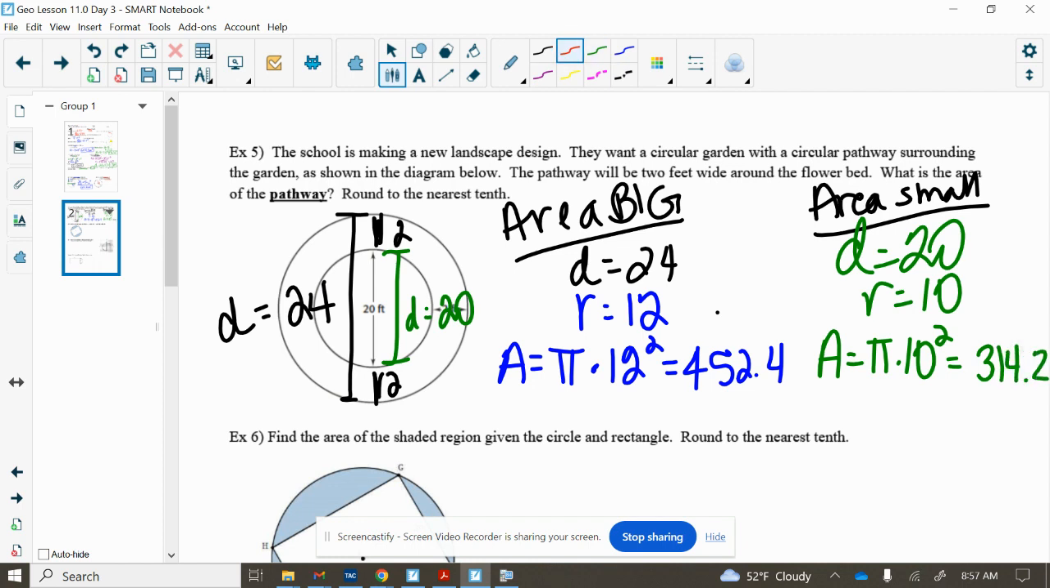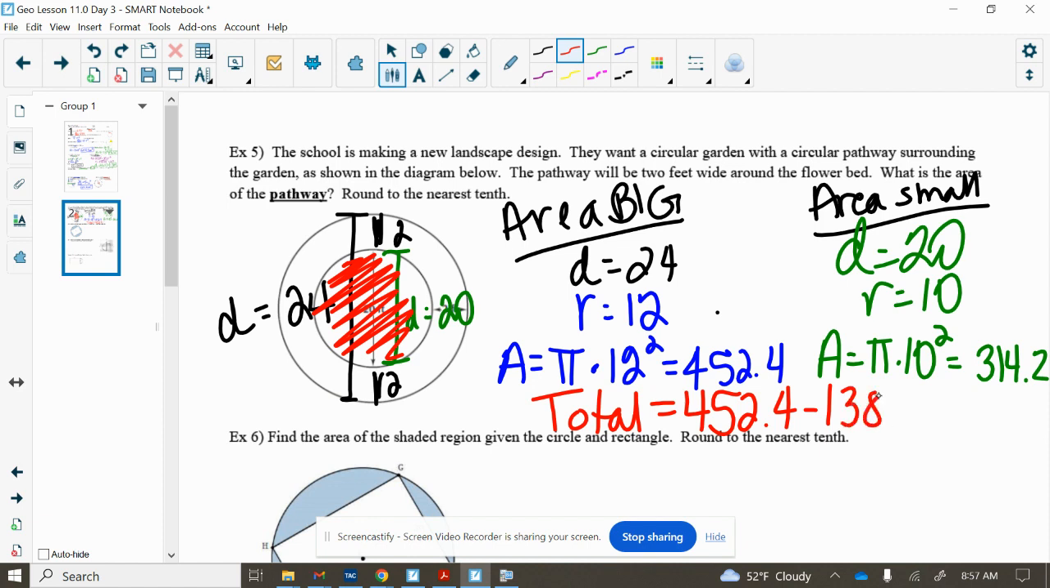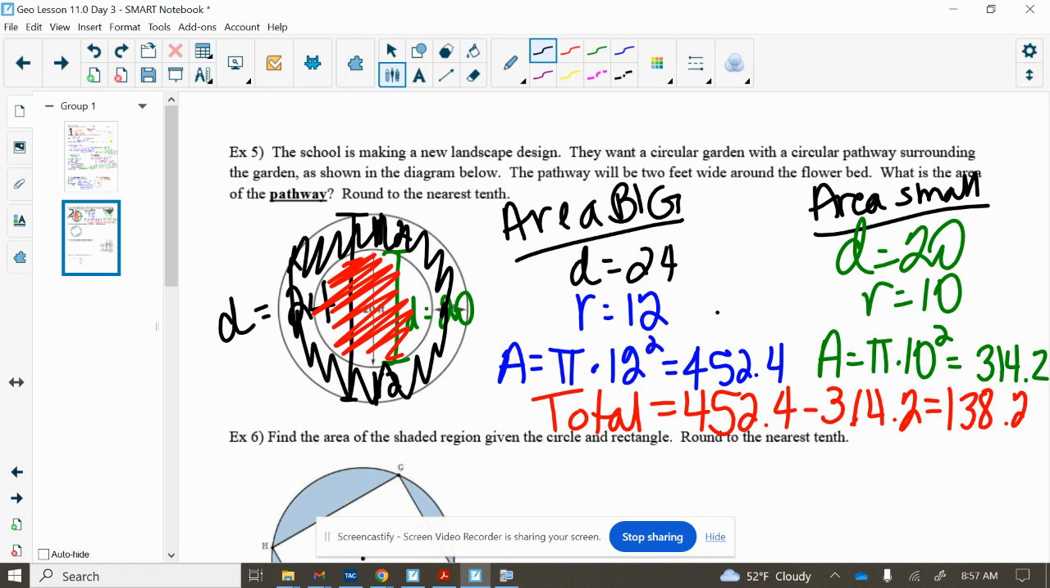And then for our total area, this time we only want that outside pathway, so we're going to subtract away that inside circle. So big minus the small, minus the 314.2, will give us our remainder of 138.2. And again, that's just going to be this leftover black pathway around the outside. That area.